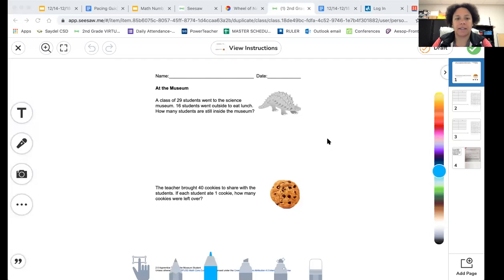Now it's time to summarize. Remember that using a tape diagram to record the information we know from a story can help us find the unknown quantity. Also, we know that there are a variety of ways to solve subtraction problems.